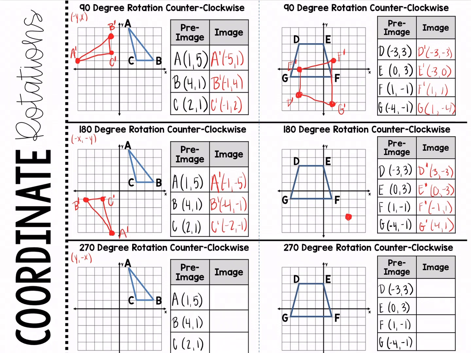E is 0, negative 3. So D prime, E prime. G is 4, 1. And then F is negative 1, 1. And so there is a rotation of 180 degrees. So I'm taking the whole shape and I'm going to rotate it 180 degrees.